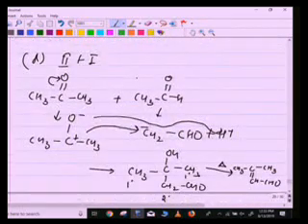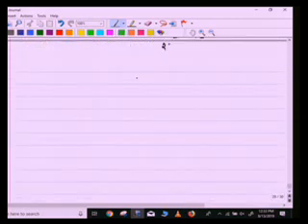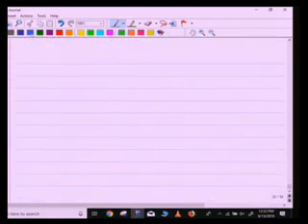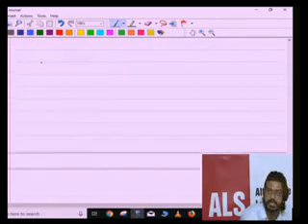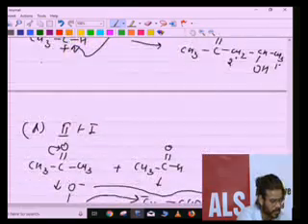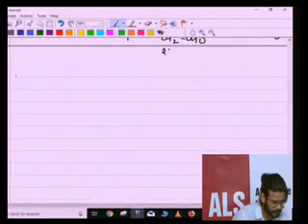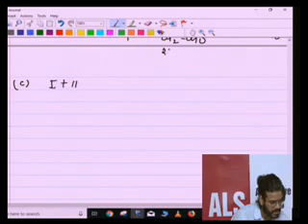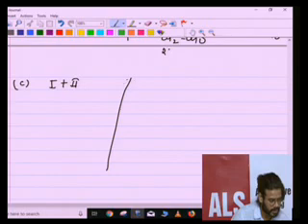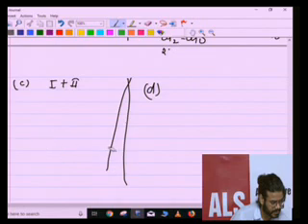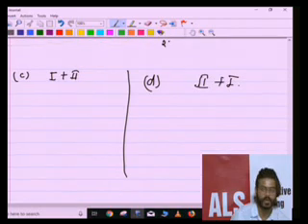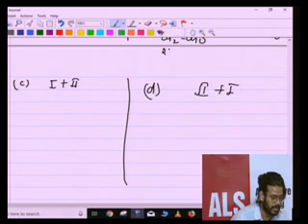Okay? So, the third one. Let me compare the C and D part. Yeah, C. In case of C, what I am doing here is first plus second, and in case of D, second plus first.